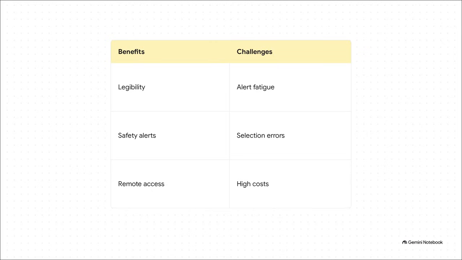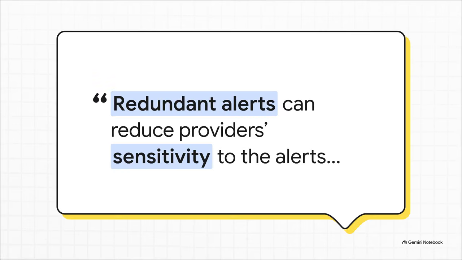Beyond the crazy high implementation and training costs, CPOE introduces some really dangerous new risks. Think about drop-down medication selection errors. If two drugs have similar names, a simple slip of the mouse can cause a massive clinical error. And that leads us to a huge challenge. There's a brilliant quote from the source material that highlights a very real crisis we call alert fatigue.